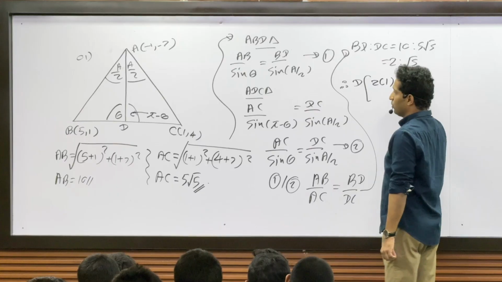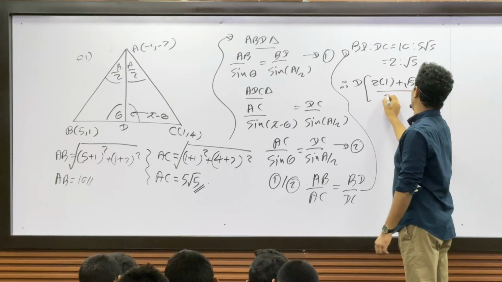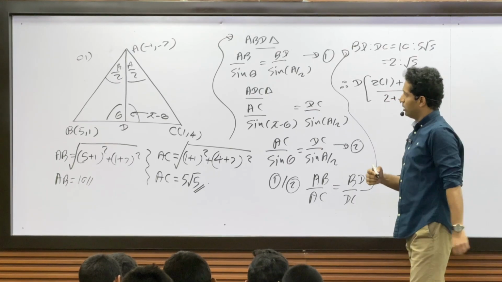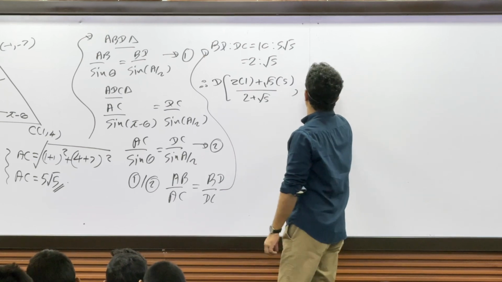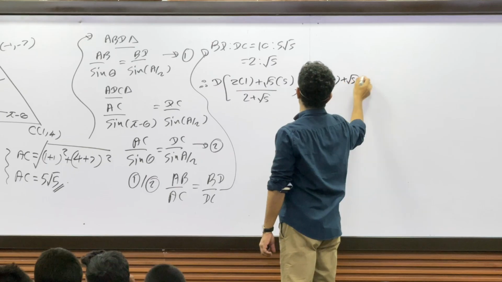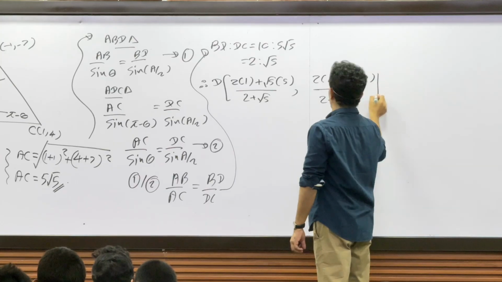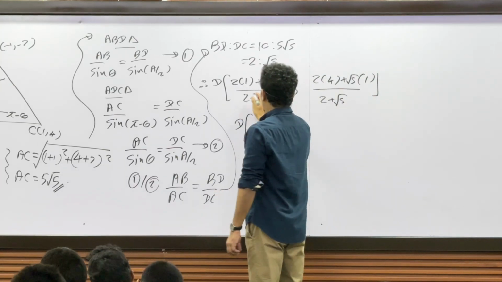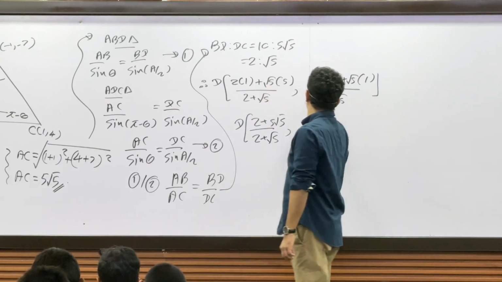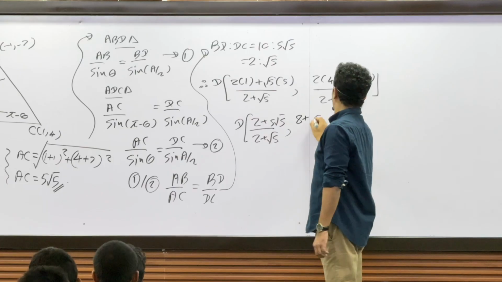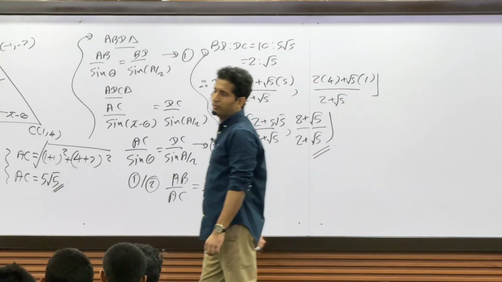2 times 1 plus root 5 times 5, root 5 times 5 divided by 2 plus root 5, comma. Okay. And then the y coordinate: 2 times 4 plus root 5 times 1 divided by 2 plus root 5. Now here you can say that D equals 2 plus 5 root 5 divided by 2 plus root 5, comma, 8 plus root 5 divided by 2 plus root 5. Now these are the coordinates of D, right?